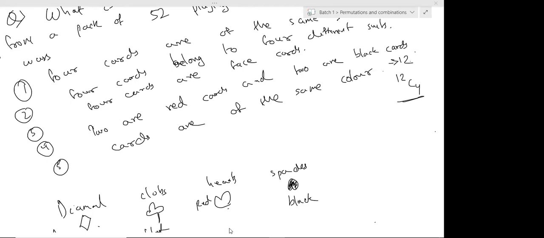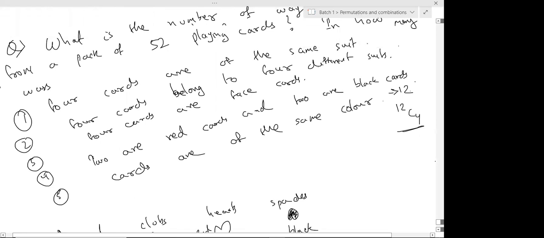Okay, let's see. In the first part, it says 4 cards are of the same color, same suit, right? So 13C4, right? Each suit has 13 cards. You can select 4. So either this or this or this or this one, right? So this is the answer in the first part.